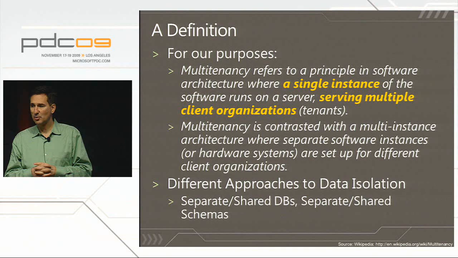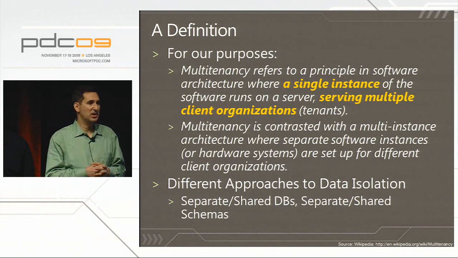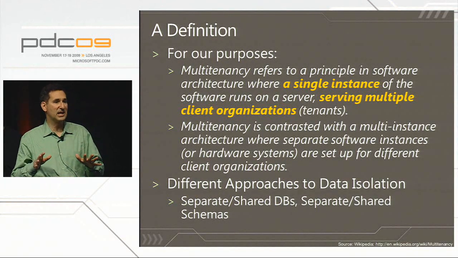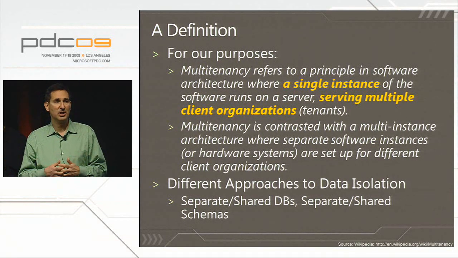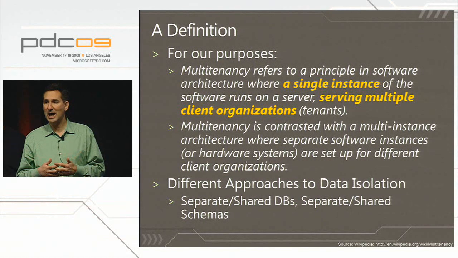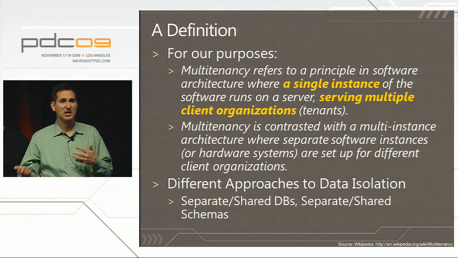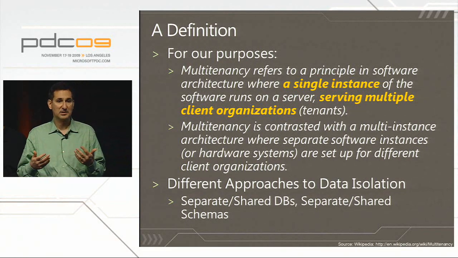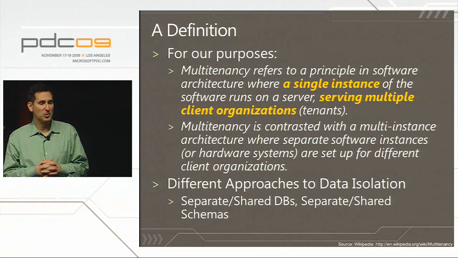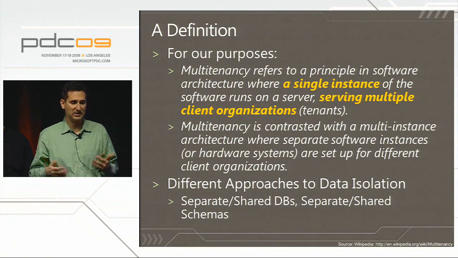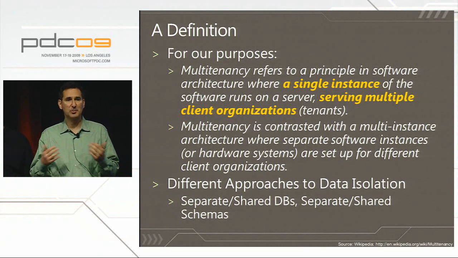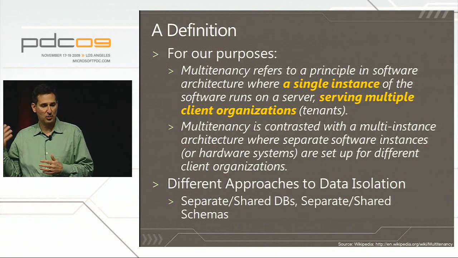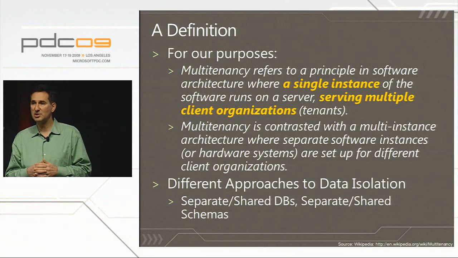There are many different approaches to it. The one thing that you'll see when you talk about SaaS is that there are different approaches to data isolation. When you're talking about a single instance of software running on a server that's supporting multiple client organizations, you have to think about how you're going to share that software because you have data that in theory could be shared as well. So you want to definitely isolate your data, and there are different ways to do that, by having separate or shared databases and separate or shared schemas. Obviously Stephen and Phil are going to talk about some of those things.